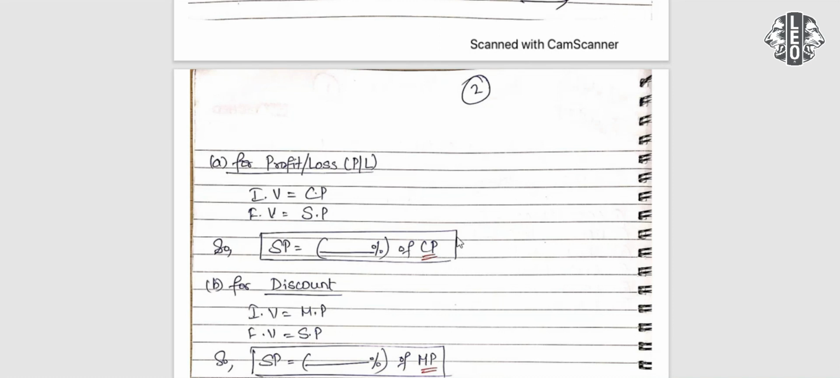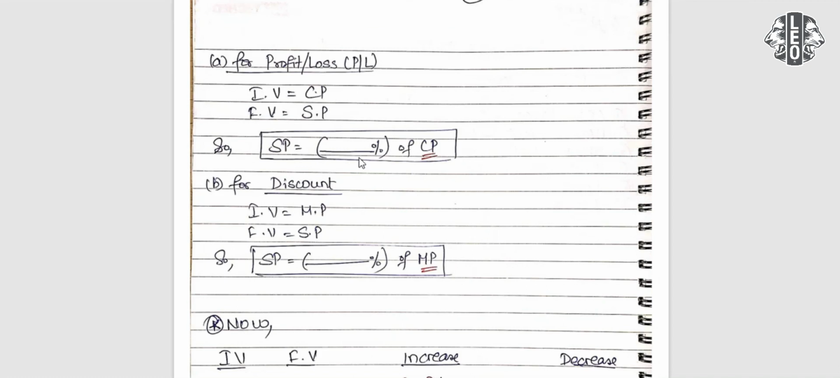Please note this formula down, because this is going to be very, very important, a changing point that is going to change your solving ability. So the final value is equal to dash percentage of initial value. Selling price is equal to dash percentage of cost price.